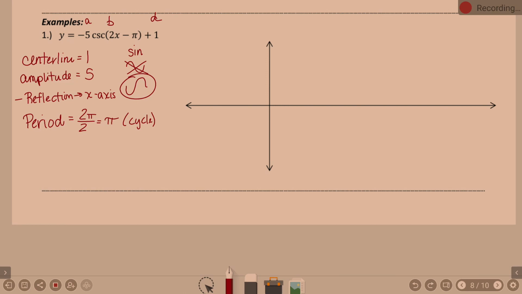The other piece, our phase shift. Phase shift is C over B. What's my C over B? Pi over 2, and we're going to be moving to the right because it's a minus sign there, and we're going to go right, opposite of the sign. Okay.